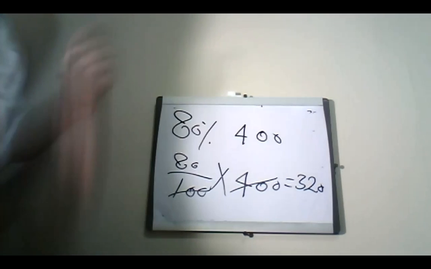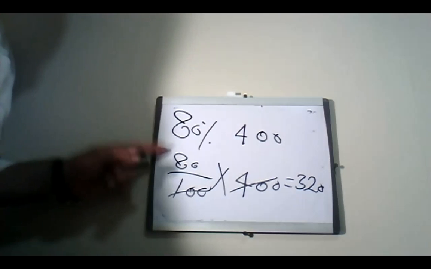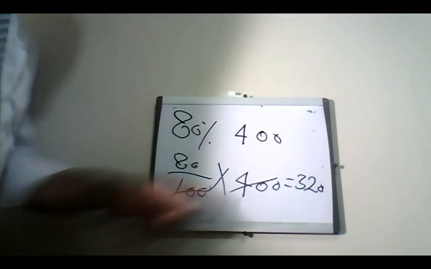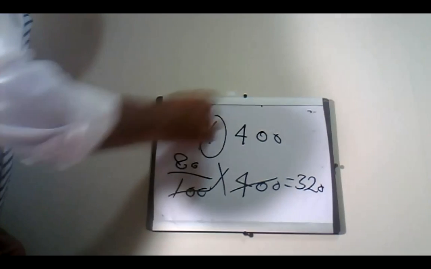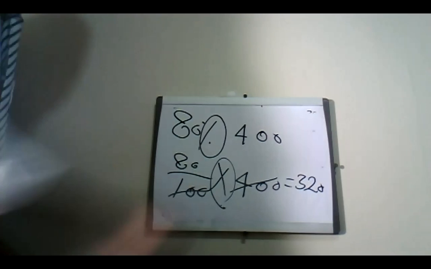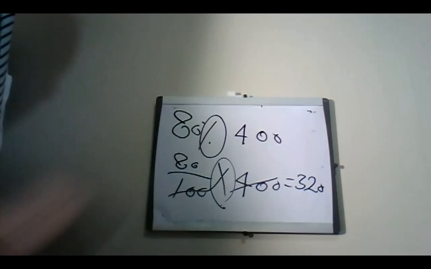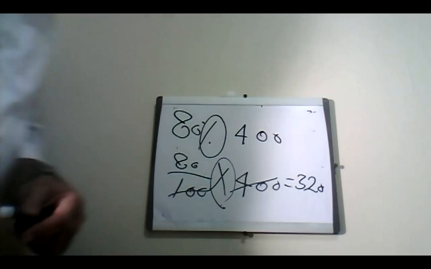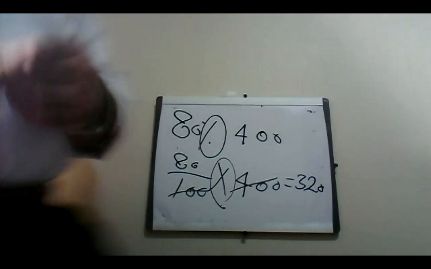80% of the 400. So I'll say 80 by 100 multiplied by 400. I just remove the percentage sign and put the multiplication sign instead of it. And of course, 80% means 80 by 100.